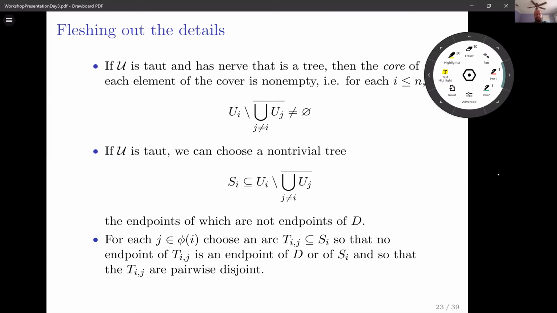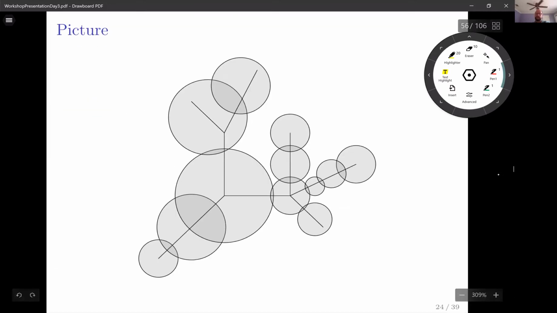All right, so I have a picture of this on the next slide. All right, so here's a picture of a dendrite with a cover indicated by the light gray open sets. We see that the open sets are connected. We see that the nerve of the cover of open sets is a graph, right? No three have common intersection.